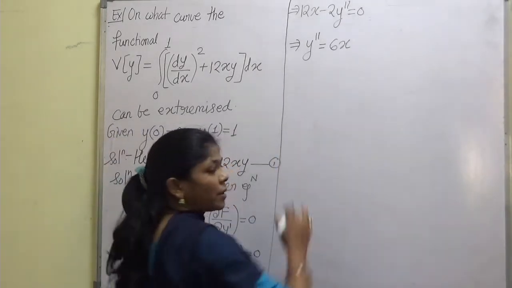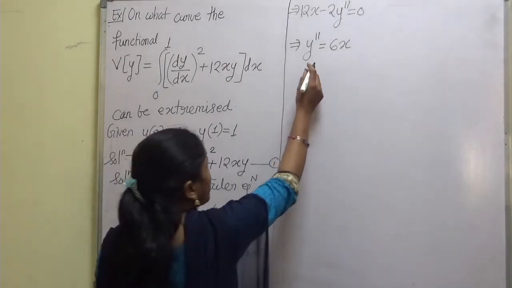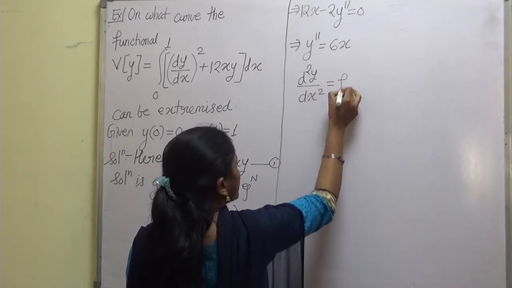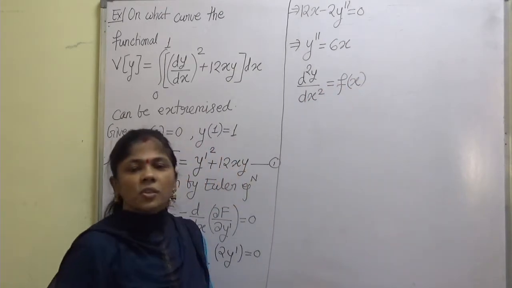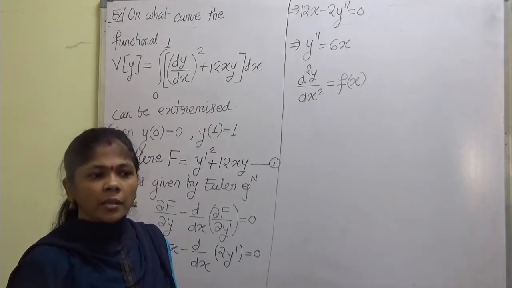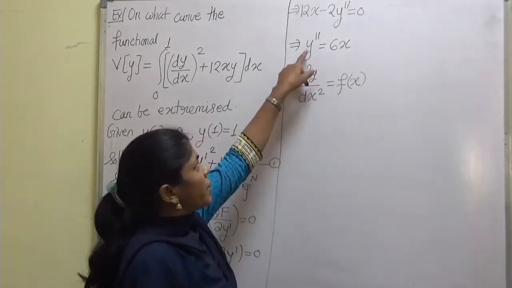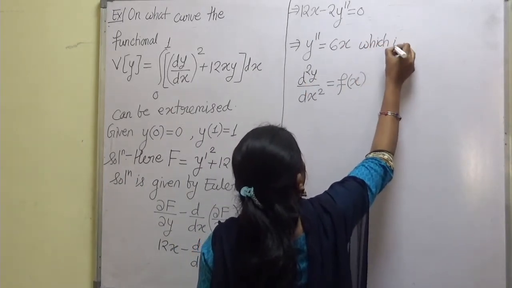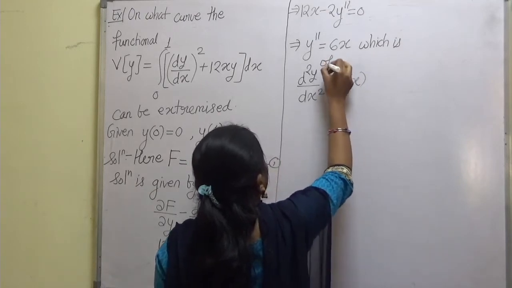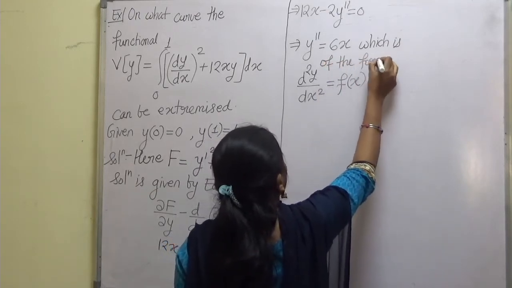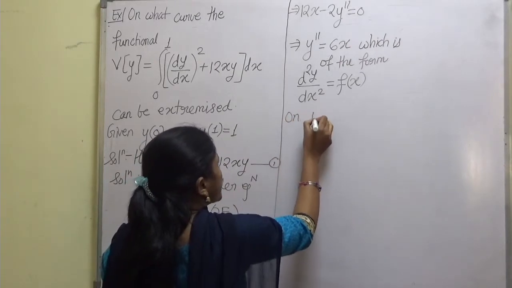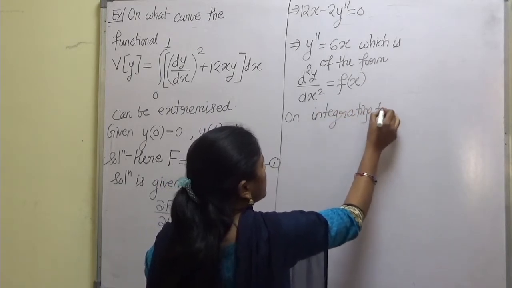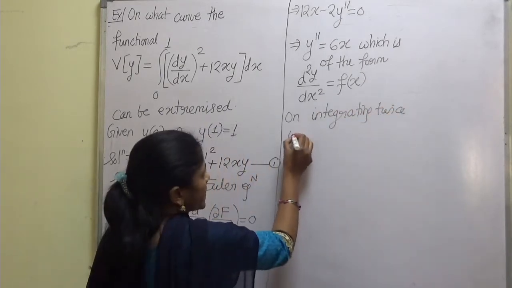Now this is a second order ordinary differential equation of the form d2y by dx square equal to a function of x. So how do we get the solution of such an equation? Just integrate. Just by integrating twice with respect to x, you will get the answer.